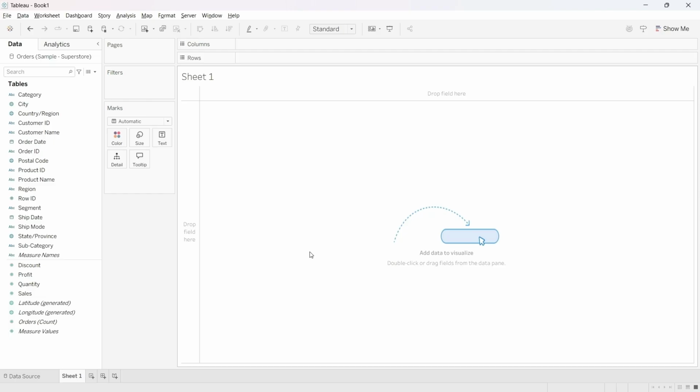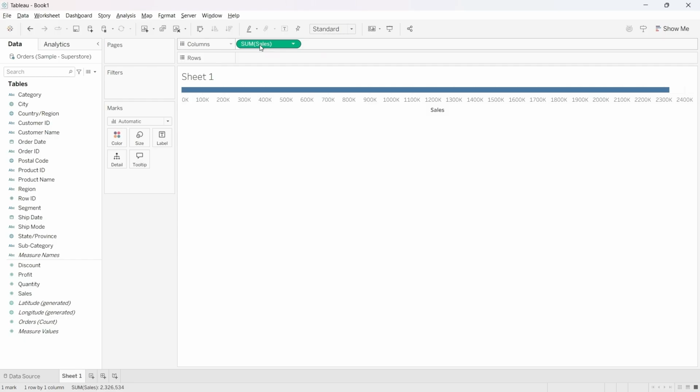Now, let's look at one of the most important things dimensions do in Tableau. They affect how our data is divided and displayed in the view. Let's start with a very simple example. I'll place the sales field on the columns shelf. Tableau gives us a single aggregated sales value. Now I'm going to add region to the rows shelf.